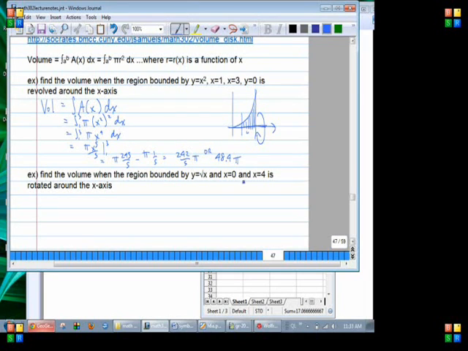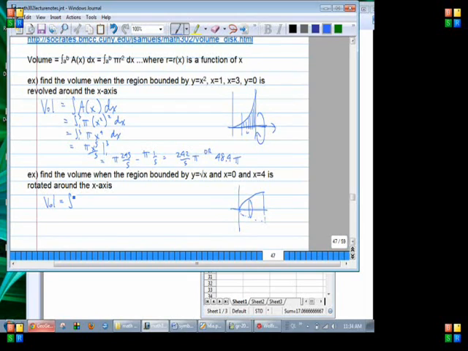So I always say, let's just draw a little sketch just to make sure we're doing the right thing. So the graph of y equals square root x, you should know it looks like this. And we're going from 0 to 4. And then rotated around the x-axis. So you wind up with something like that.